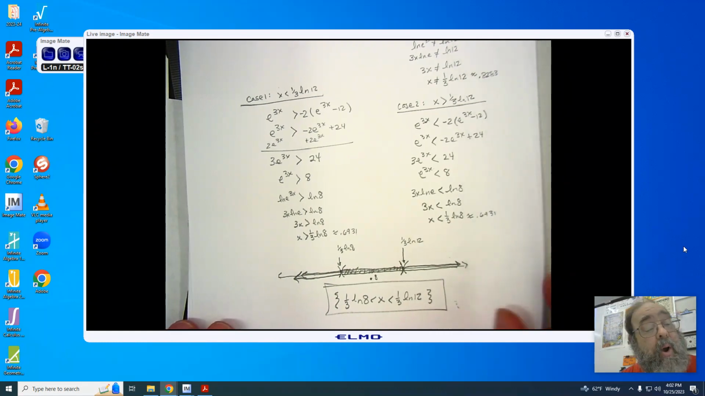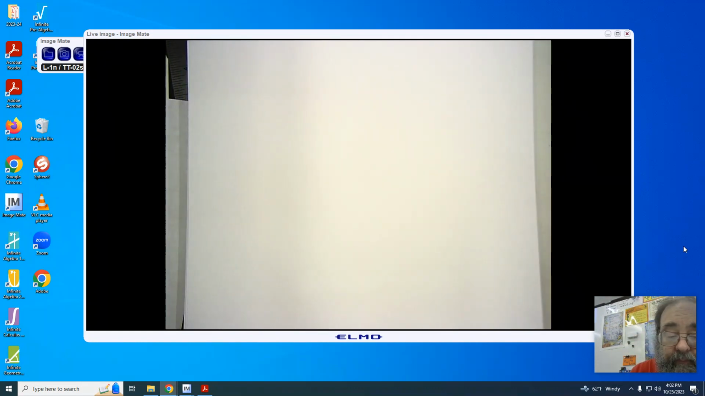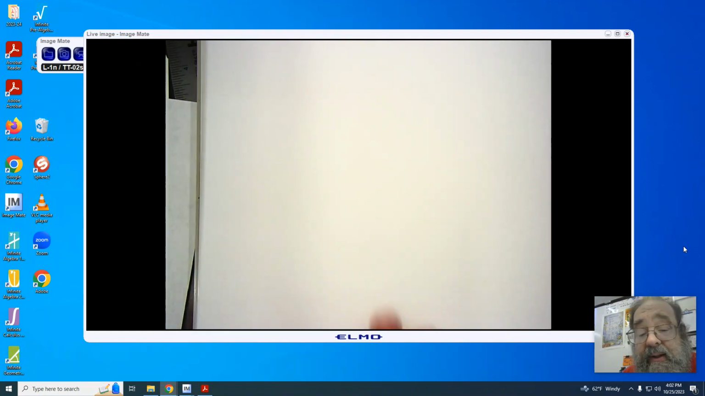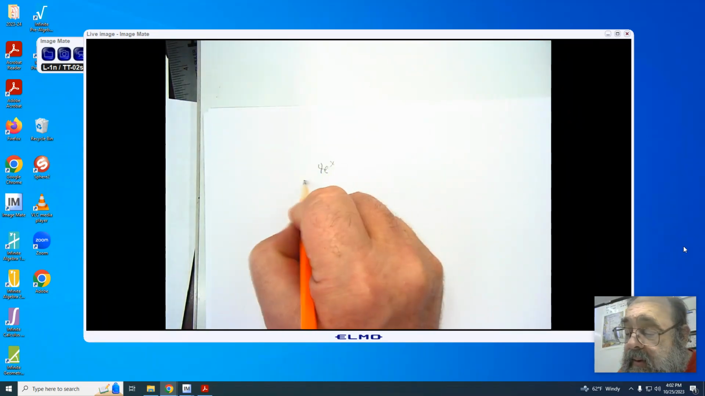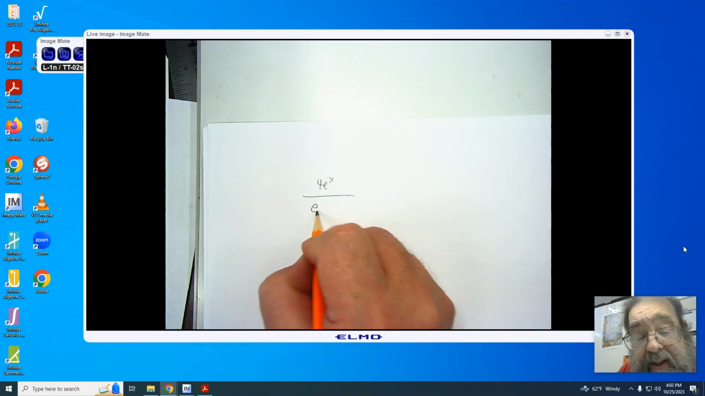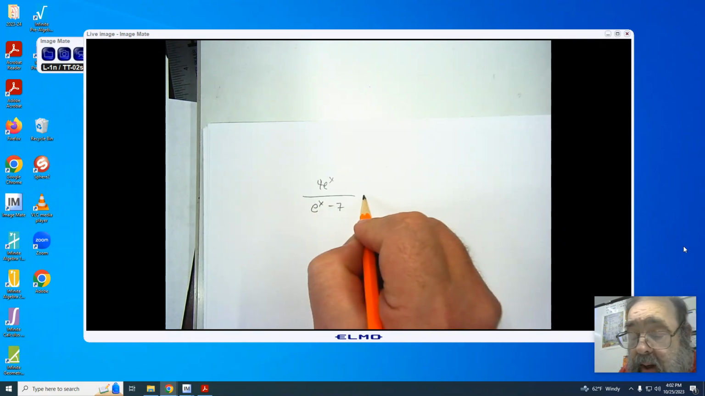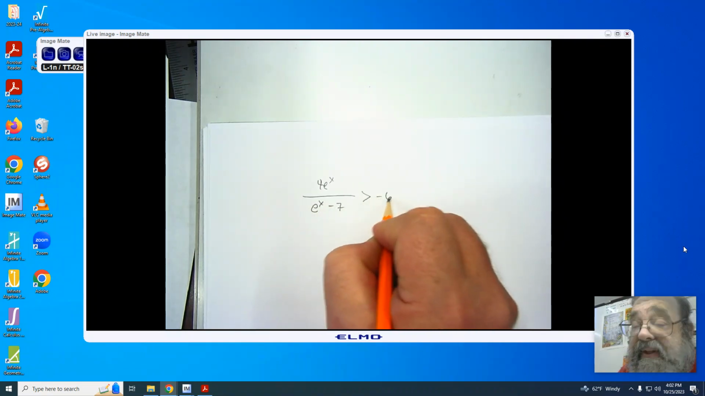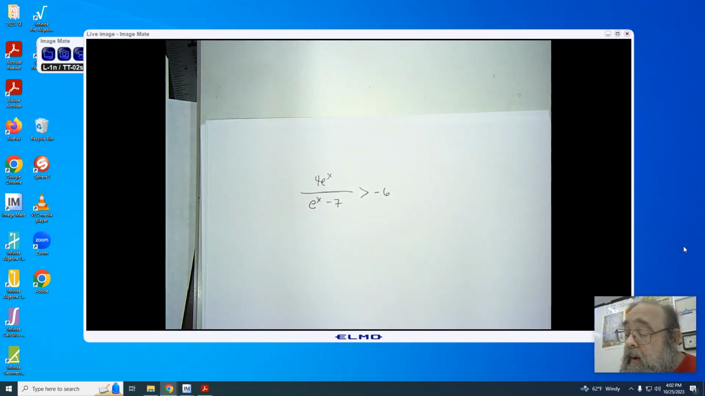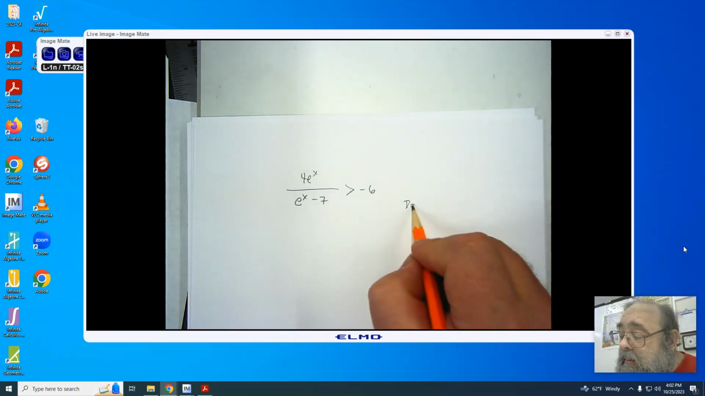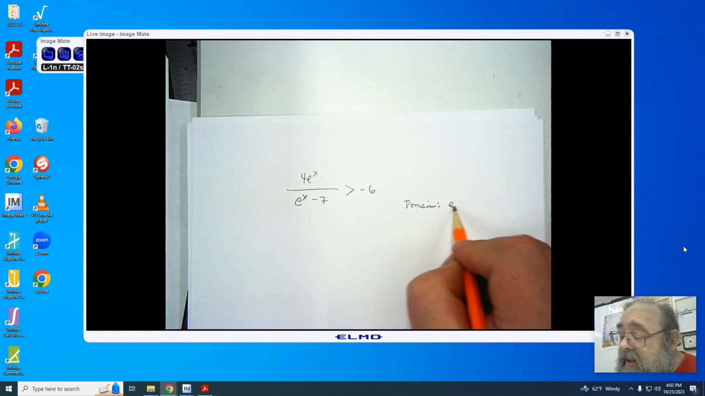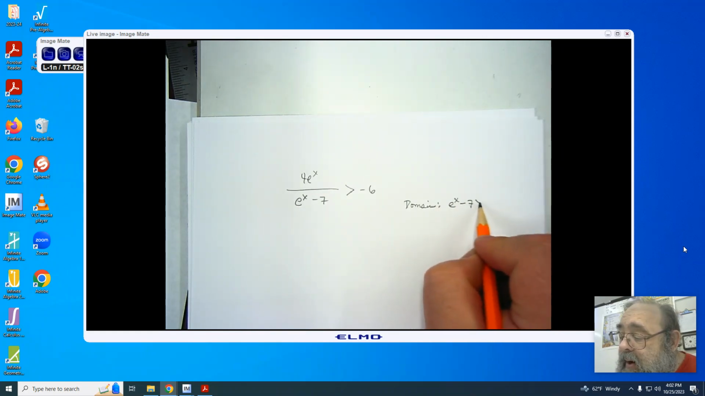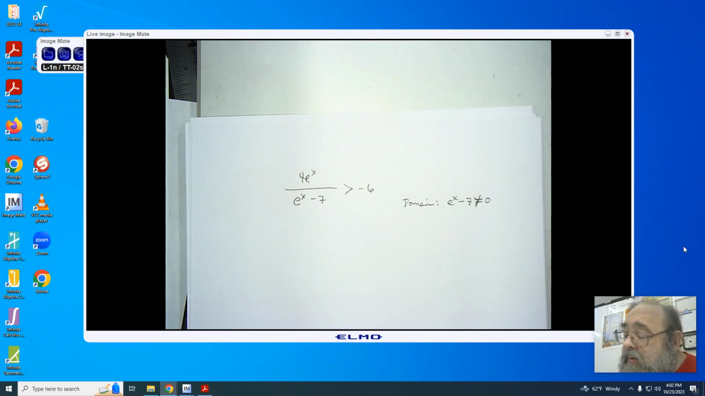Let's try another problem. This time, let's try 4e to the x over e to the x minus 7. And this time it's going to be greater than negative 6. We start with domain. So e to the x minus 7 cannot equal 0. Let's start there. Cannot equal 0.